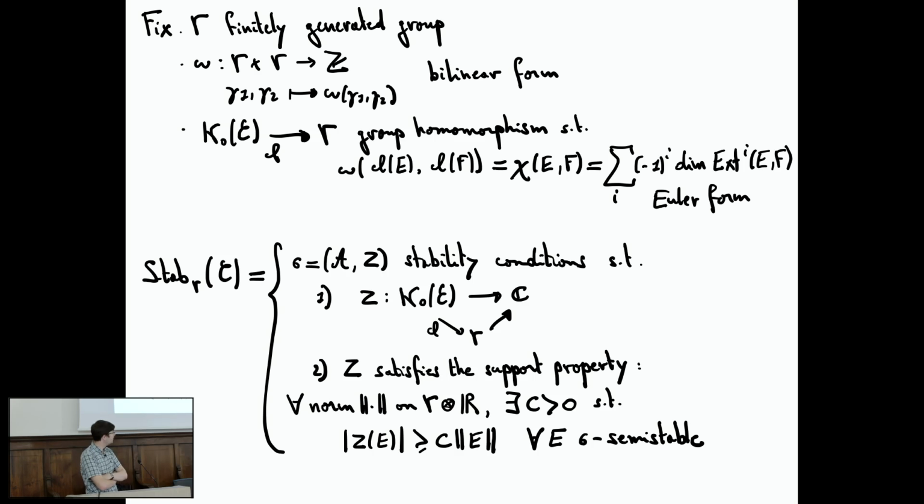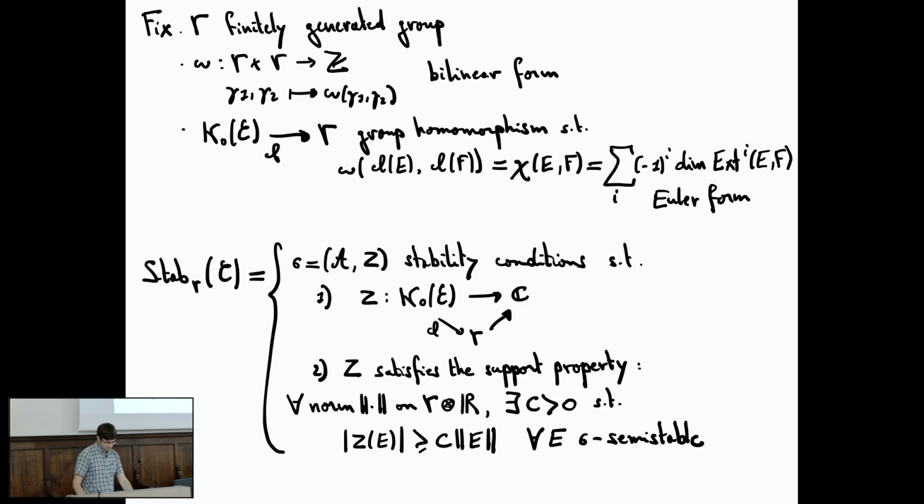And there is an extra technical condition which will be relevant later, which satisfies the so-called support property, which tells you that if you pick a norm on the real vector space gamma tensor R, there should exist a positive constant C such that the absolute value of the complex number Z of E should be greater or equal than C times the norm of E.